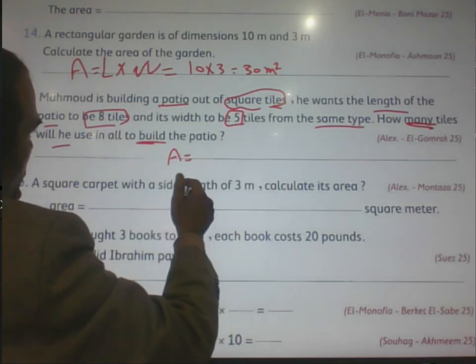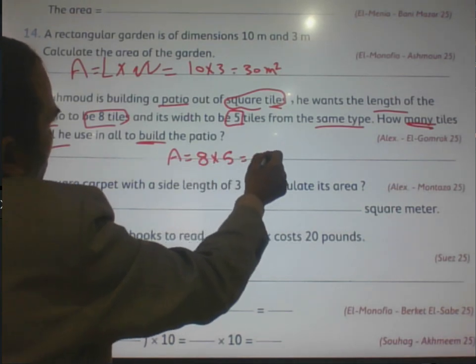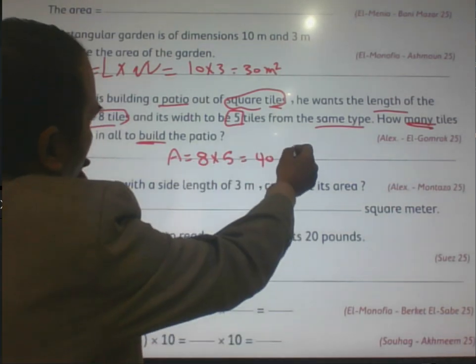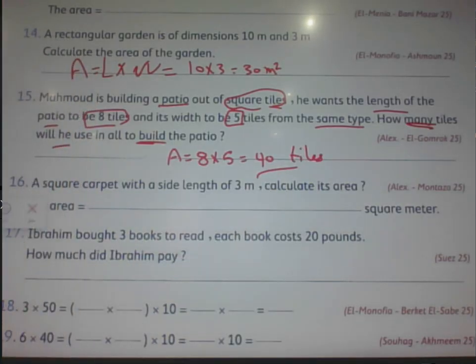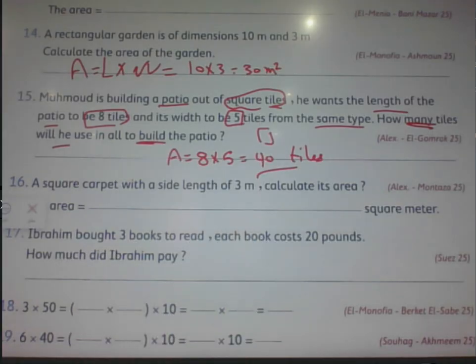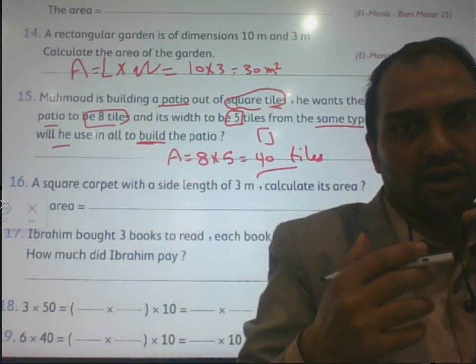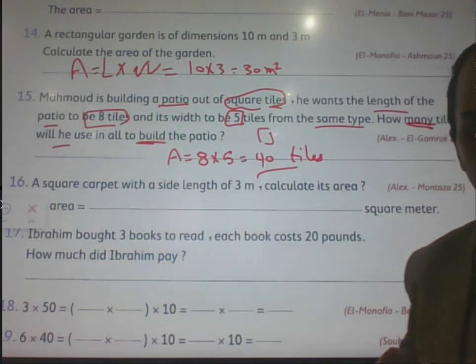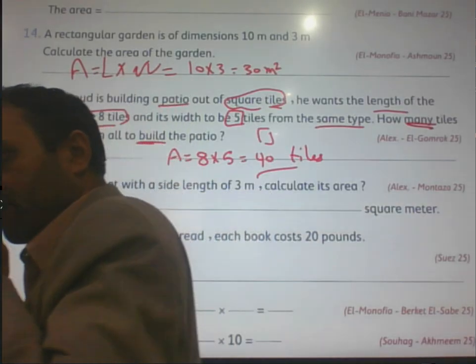to build the floor. We can write 8 by 5 equals 40 tiles. The number will be 40 because we have squares, and the area of squares equals side times side. So we can write the square units here for the area. Area equals length times width. To find the area, we do 8 times 5 equals 40.